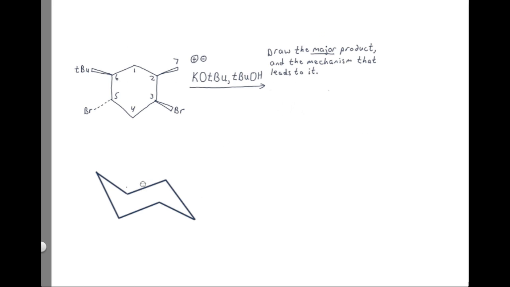Here's a chair picture. I'll put in some numbers. Notice that I happened to arrange the numbers in the flat picture clockwise, 1, 2, 3, 4, 5, 6 clockwise. So I have to be careful to arrange 1, 2, 3, 4, 5, 6 clockwise in the chair picture as well.